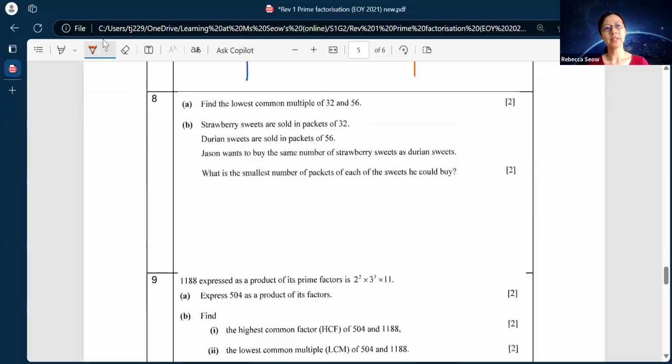Following this, let's take a look at question 8. So question 8a asks you to find the LCM of 32 and 56. Similar to the previous question, what we will do is to do it by prime factorization together.